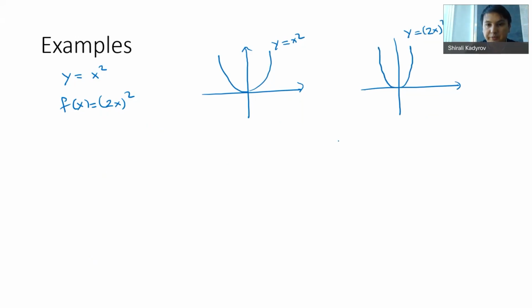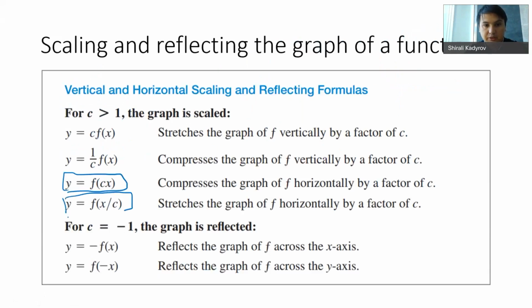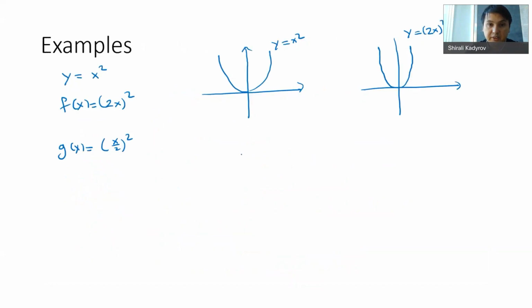So what would happen if you do divide by, right? So what happens? Let's do g of x, x divided by 2, squared. So this is the situation: y is equal to f of x over c. So it's going to stretch, right? Not compress, it's going to stretch the graph. So it becomes wider, right? It becomes much wider, something like that. Okay, so this is my y is equal to g.